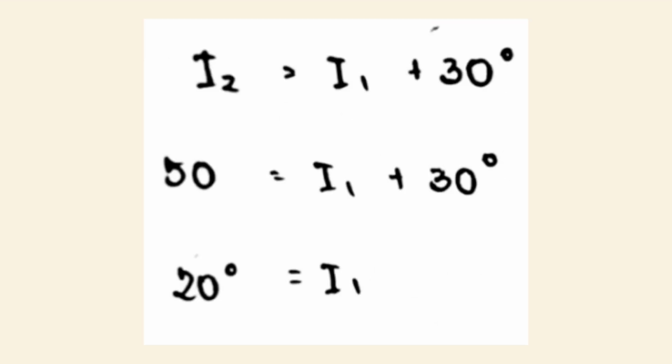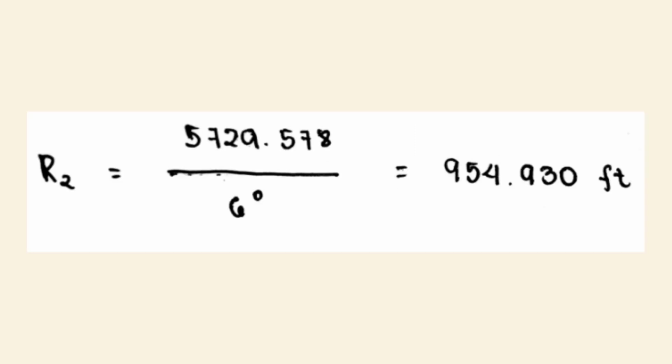719.440 feet. Our I sub 1 would be solved the same as before, which is 50 degrees minus 30 degrees. So our I sub 1 is equal to 20 degrees. Our radius in arc basis and the English system would be computed as 5,729.578 divided by the degree of the curve, which is 6 degrees. So our R sub 2 would now be equal to 954.930 feet.